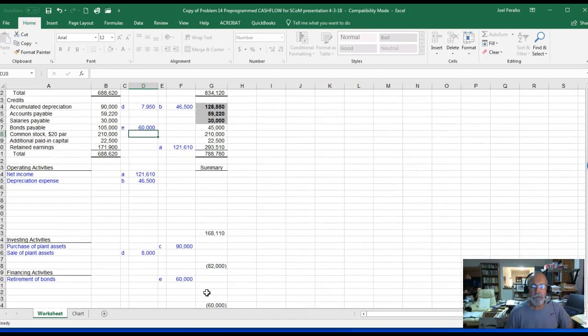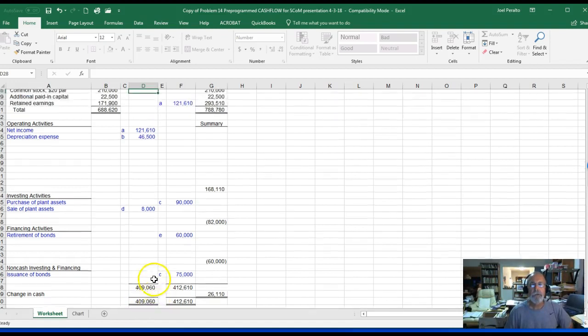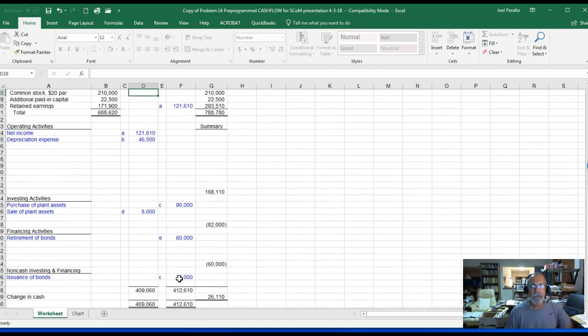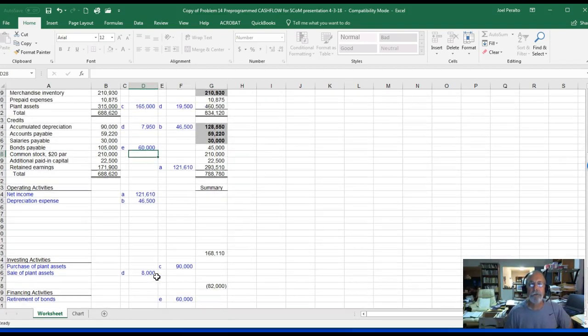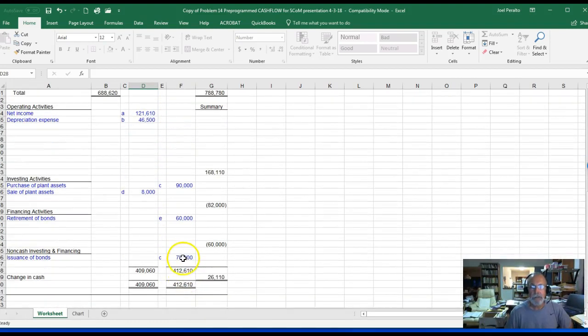Let's see. Yeah, that should work. We're still in balance here. No, we're not in balance. Why are we out of balance here? We have 409,060 on the debit side and 412,610 on the credit side. We missed something here. Let's see. We're okay in A. We're okay in B. C, we had a debit of 165 and a credit of 90 and a credit of 75.